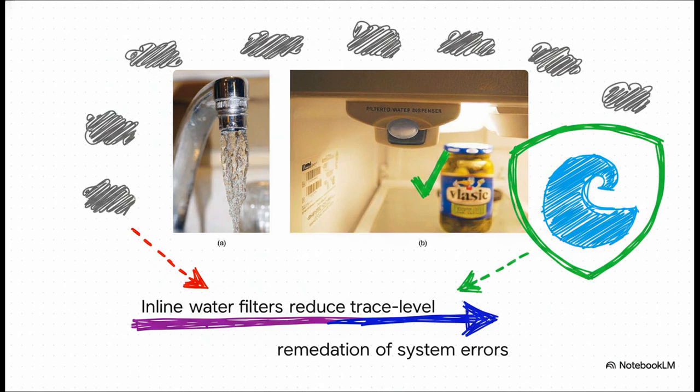Let's bring this right into your kitchen. On the left, you've got raw output from a standard faucet, which might actually contain trace-level contaminants. On the right, we see an inline water filter dispenser in a refrigerator. We can predict the remediation of our system errors using our telemetry. If we install this inline filter correctly, it will successfully reduce the trace-level contaminants in the tap water system, catching that signal noise way before it ever reaches the end user.